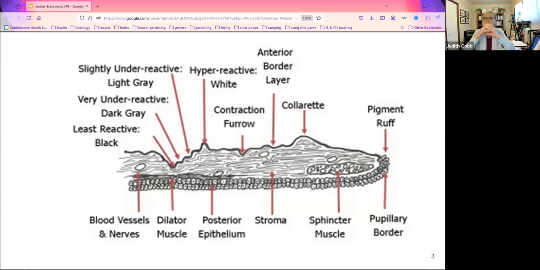Another way to think of it is you've got a bagel and you cut the bagel in half so that you've got two C shapes. Then you're going to look at one of those ends of the bagel, one of those ends of the C shape. I hope that all makes sense.